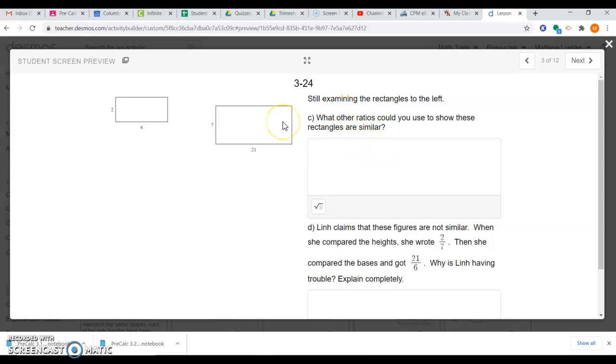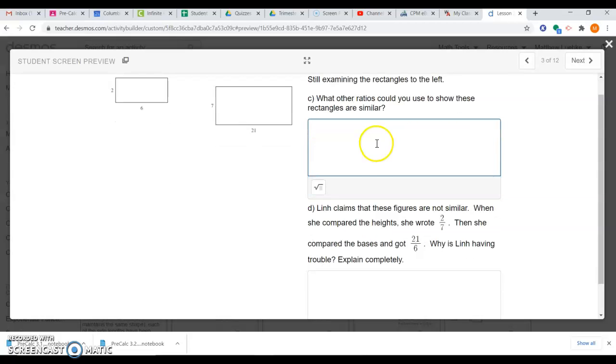What other ratios could we have used? So maybe in the problem before you did 7/2 equals 21/6, and that would have worked. Now what other ones can you set up here and see to show that, yep, these would be similar again? And we saw a little bit about this in 3.1.1 and 3.1.2. So what other ones would work?